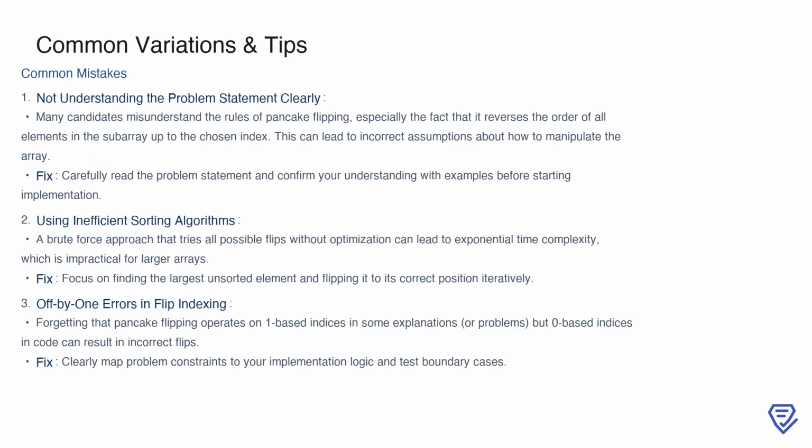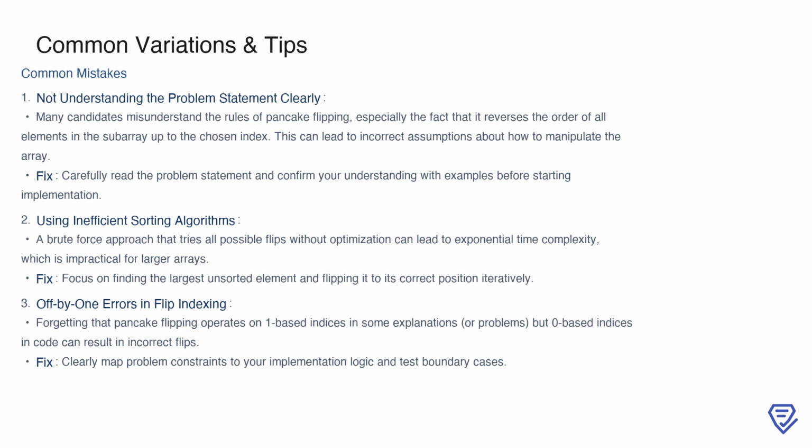When solving the pancake sorting problem, there are several common mistakes to watch out for. First, not understanding the problem statement clearly can cause confusion. Remember, pancake flipping reverses the order of all elements in the subarray up to the chosen index. Misunderstanding this rule can lead to incorrect assumptions about how to manipulate the array. To avoid this, carefully read the problem statement and confirm your understanding with examples before diving into the implementation.